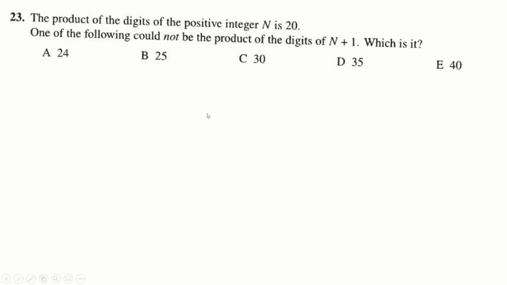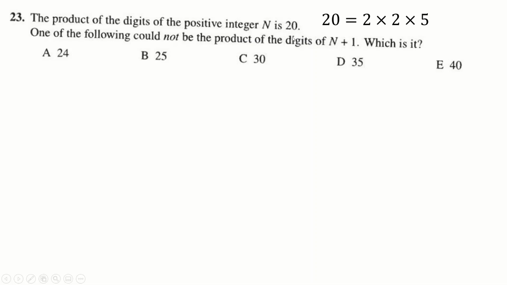Question 23. I looked at this question and thought, oh, amazing, number theory. Love it. Can do this all day. And then it turned out to be much worse than it was. The product of the digits of a positive integer n is 20. Now, 20 is 2 times 2 times 5. If you're ever asked about products of stuff, just do a prime factorization really quickly.